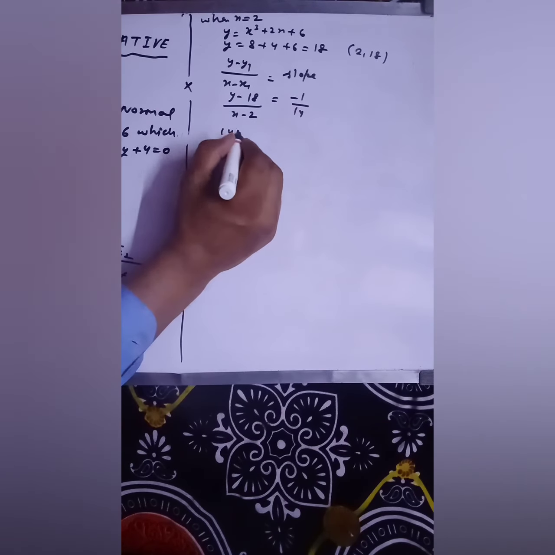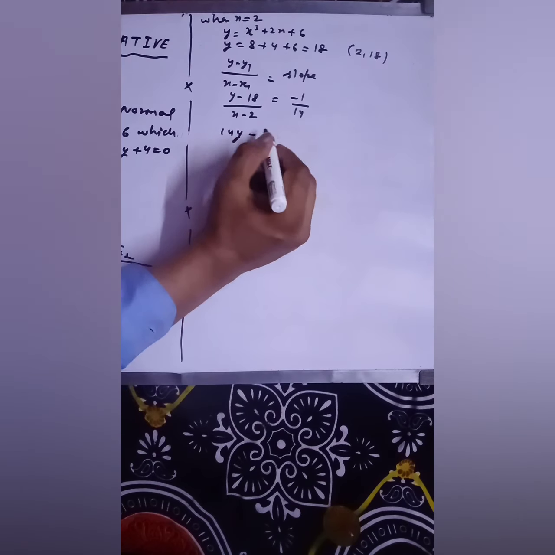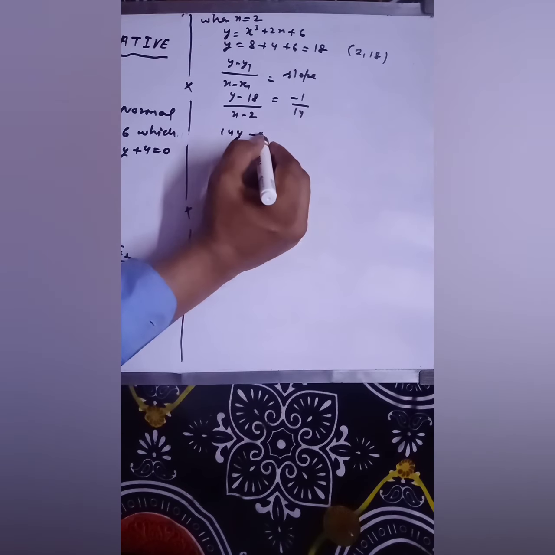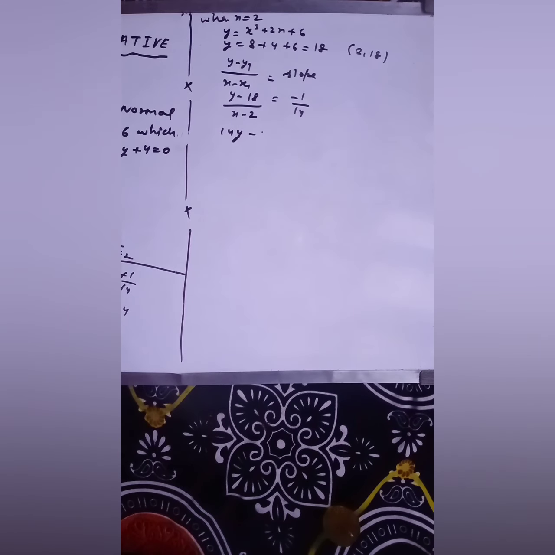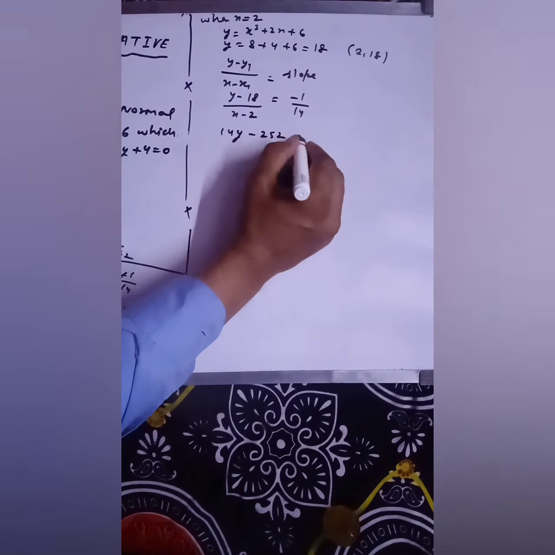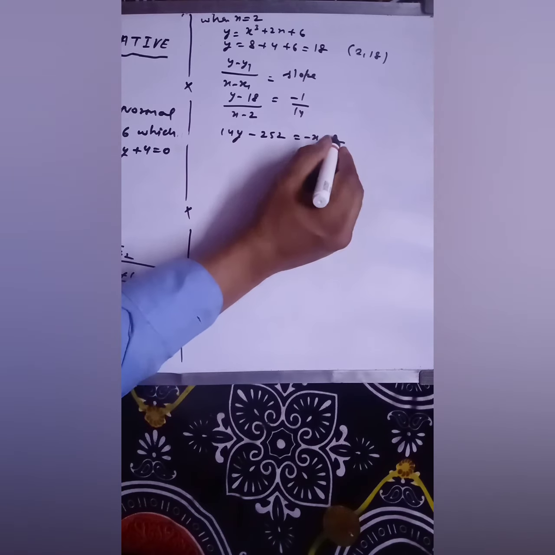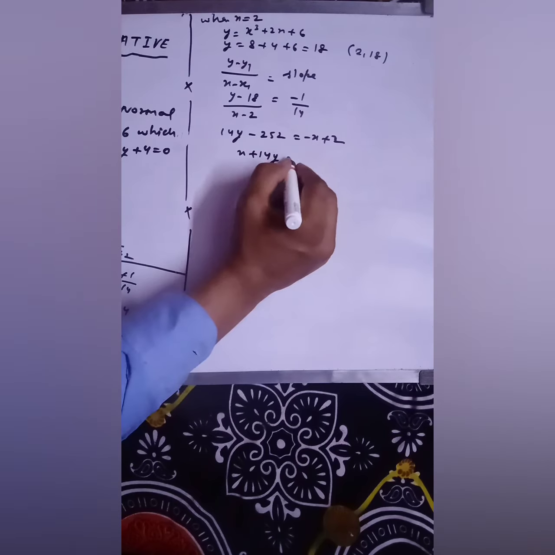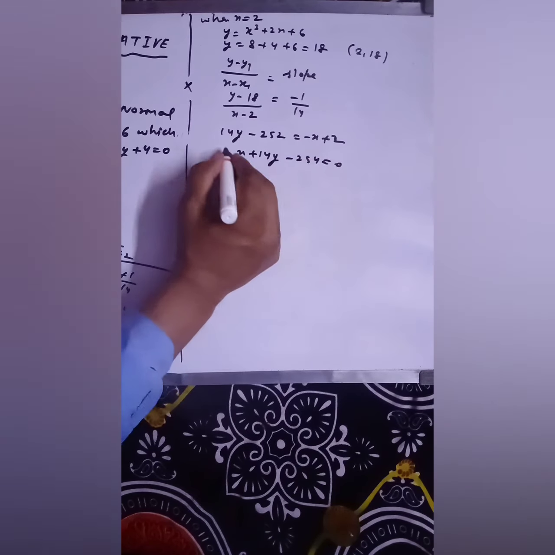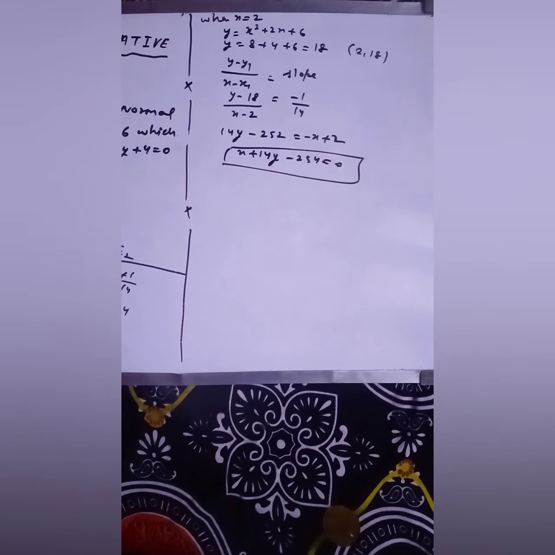Just cross multiply, and you will get this. Arrange it, x plus 14y. So this would be the general equation.